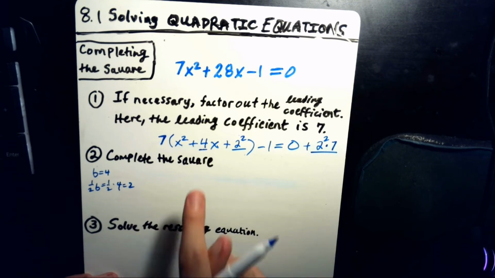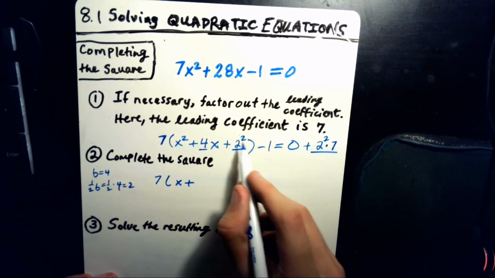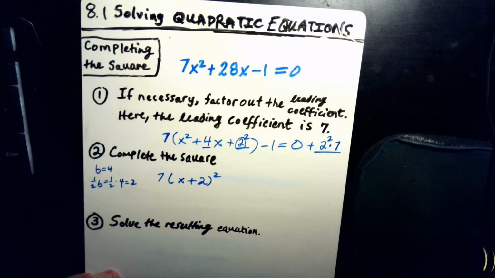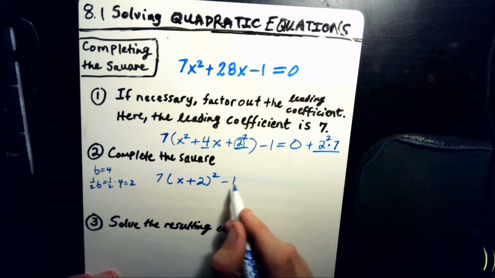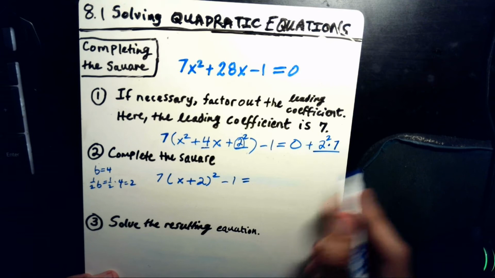Okay, so now we complete the square. We write this as 7 times x plus, and then we just basically capture this number right here. It's x plus 2 squared, like that. And then minus 1 is equal to, and now I'll carry out what this is. It's 2 squared times 7, that's 28.